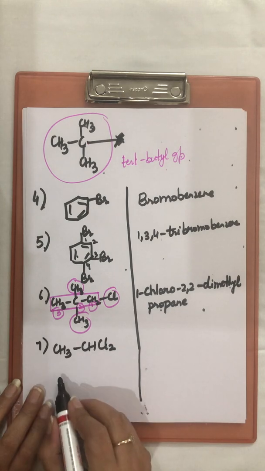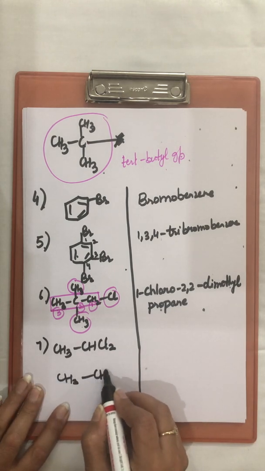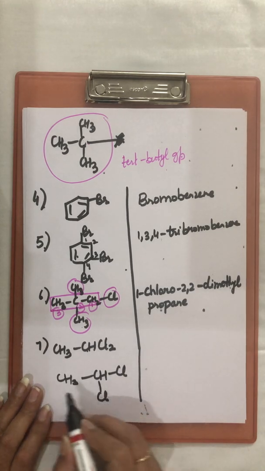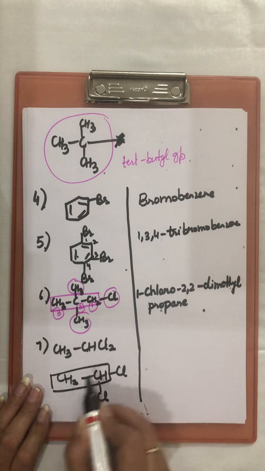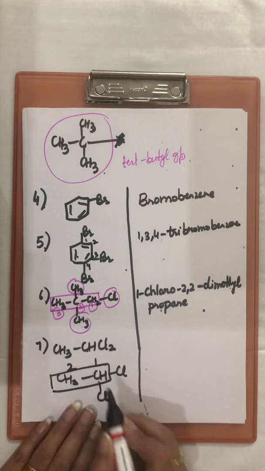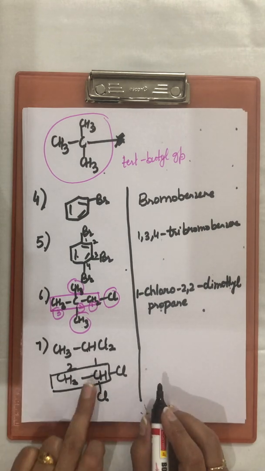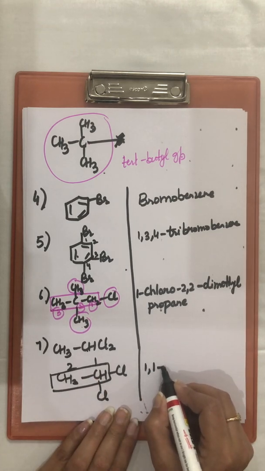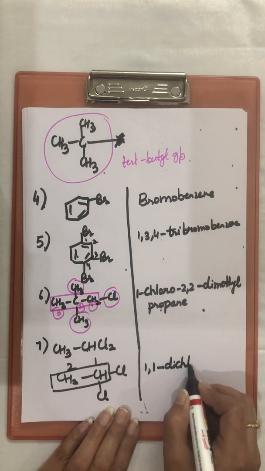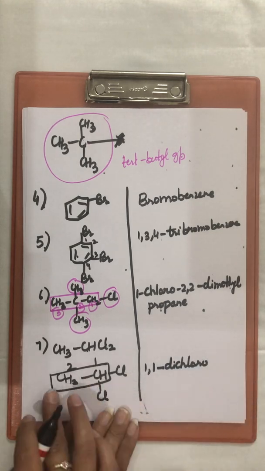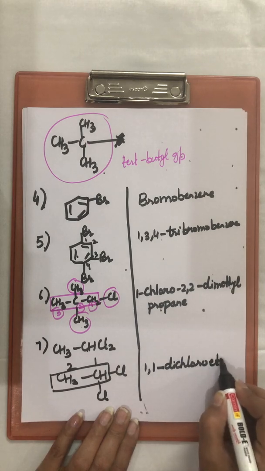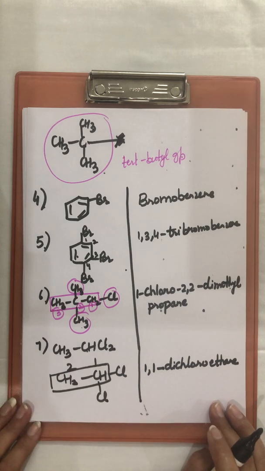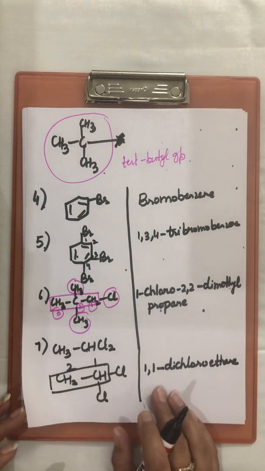If we expand this compound, it's actually like this. With this carbon, 2 halogens, 2 Cl atoms, are linked with the same carbon atom. So this is a parent chain. Numbering from this carbon atom, since with the first carbon atom 2 halogens are there, it is 1,1-dichloro, and in the parent chain 2 carbon atoms are here, so this is ethane. This is the IUPAC name of this compound, that is 1,1-dichloroethane.